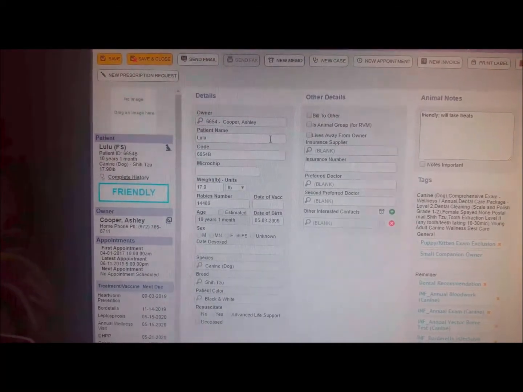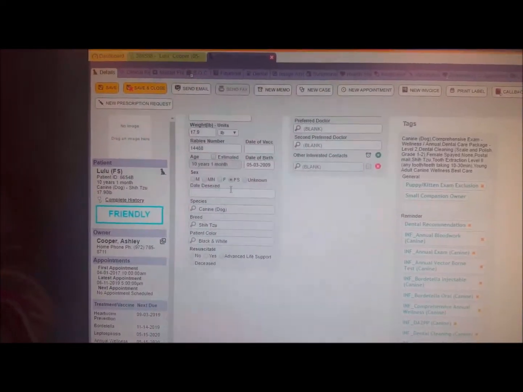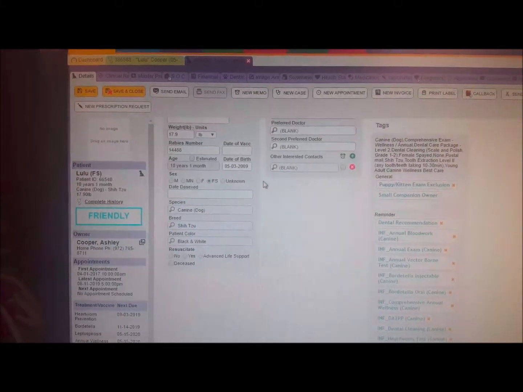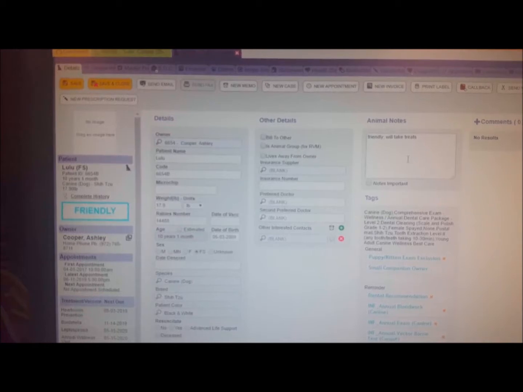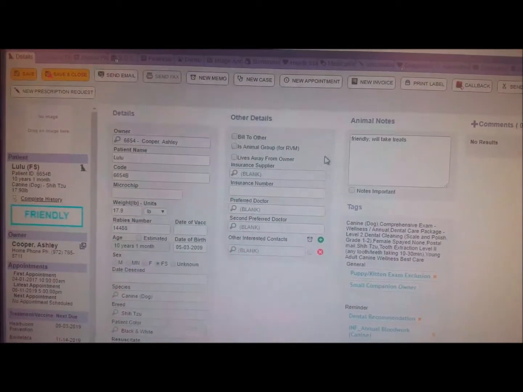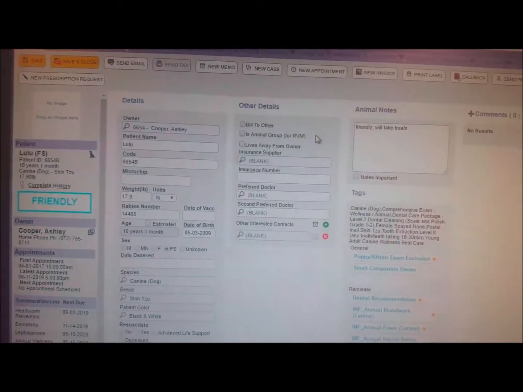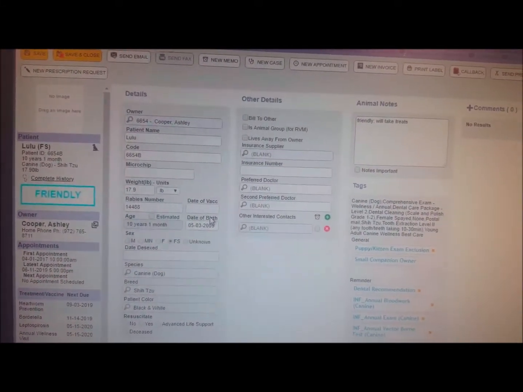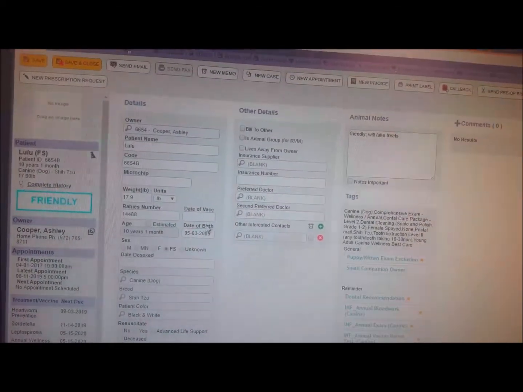her owner's name, then again her weight, her rabies number. If she had a microchip, we would have her microchip number right here, and just more overall information. If we had any specific notes, like she likes to take treats, just information about her so that we can do our exam or take in our patient, give them better service.